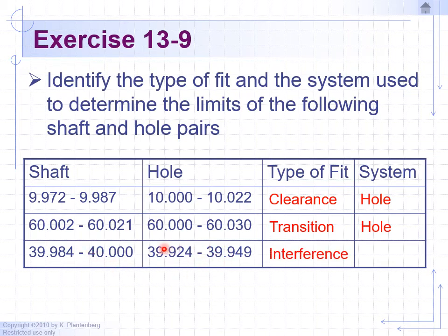No matter which block you pick, the hole will always be smaller than the shaft. The largest hole we can pick is 39.949. The smallest shaft is 39.984, which is larger than the hole. So the shaft is always guaranteed to be larger than the hole. So that'll give us an interference, meaning the maximum clearance will be negative, the minimum will also be negative, and that'll be an interference, guaranteeing the shaft is always larger.